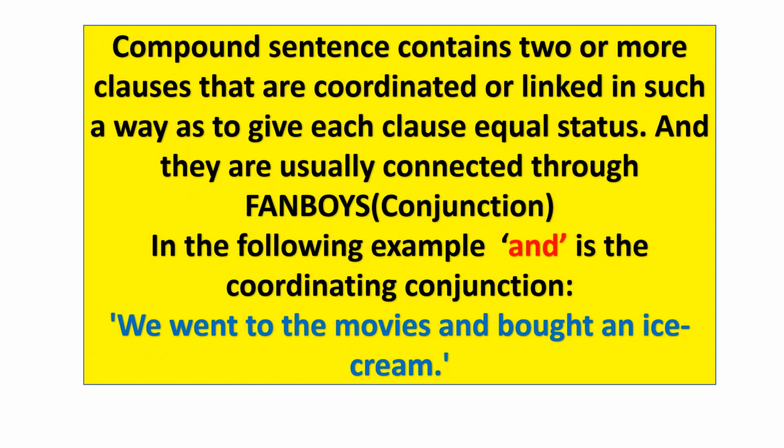Okay, then we have compound sentences. Compound sentences basically contain two or more clauses that are coordinated or linked in such a way as to give each clause equal status. It means that compound sentences are made up of two or more independent clauses, and they're usually connected through conjunctions like FANBOYS. In the following example, and is the coordinating conjunction, and we have two independent clauses. We went to the movies and bought an ice cream. So this is the example of a compound sentence.